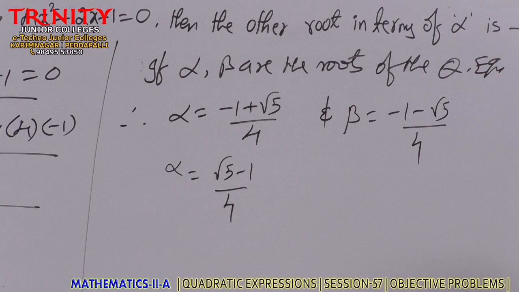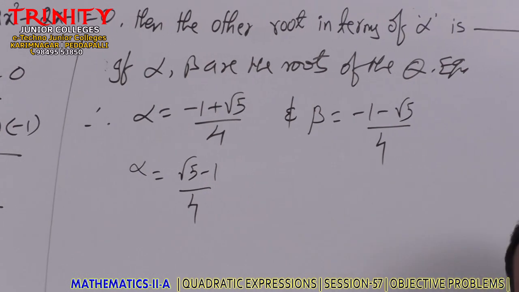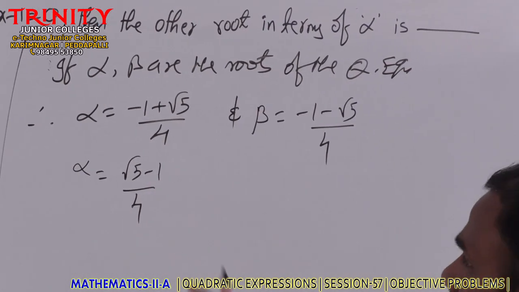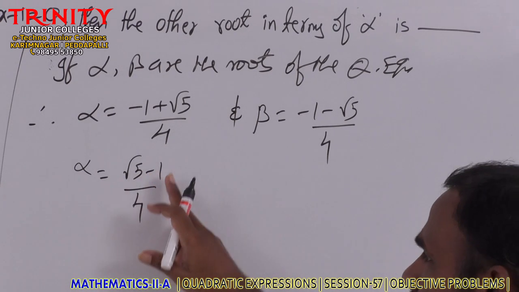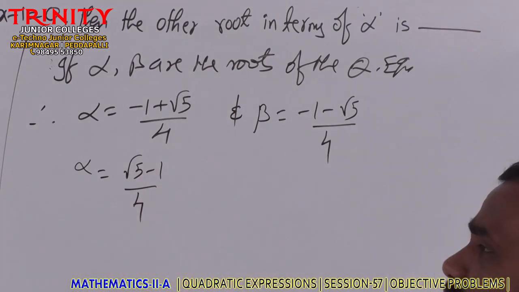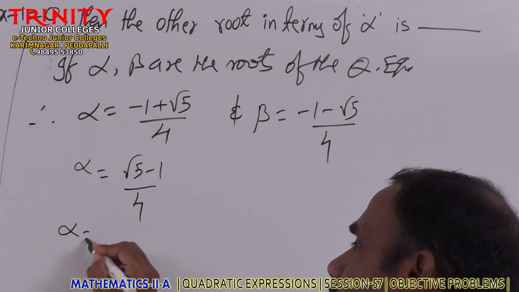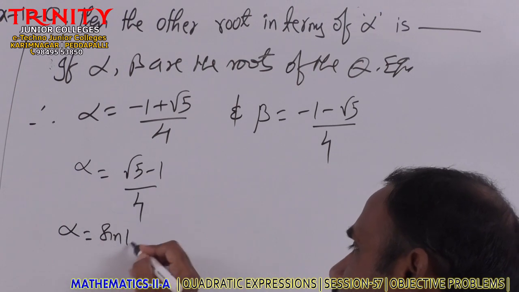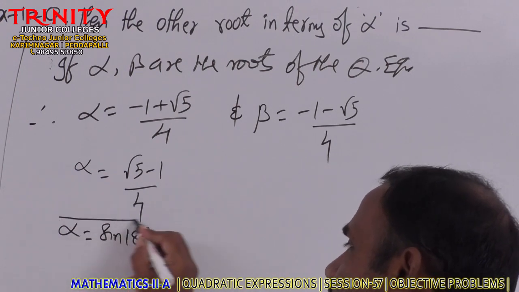Do you remember any point for this? Are you getting any idea? Alpha is equal to root 5 minus 1 by 4 is the value of sine of which angle? 18 degrees.